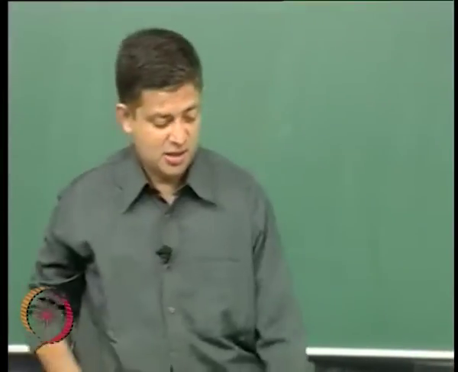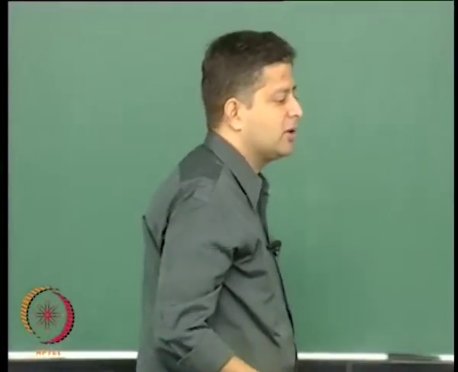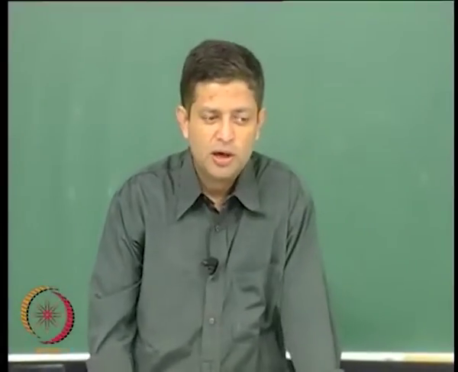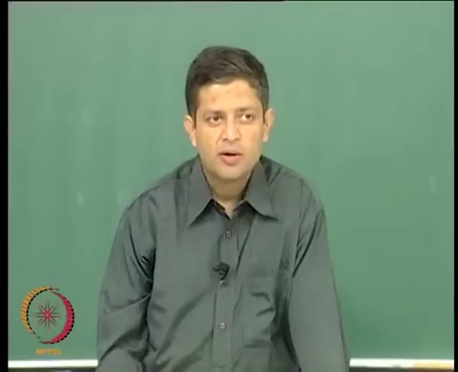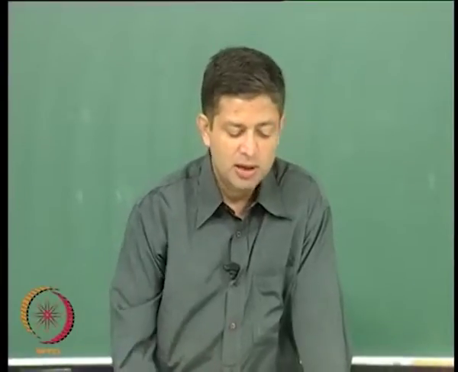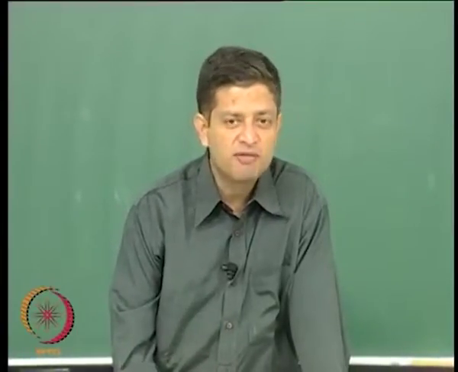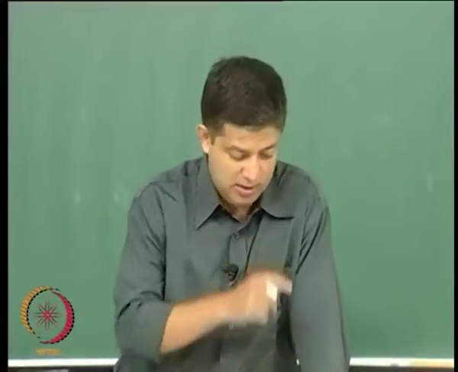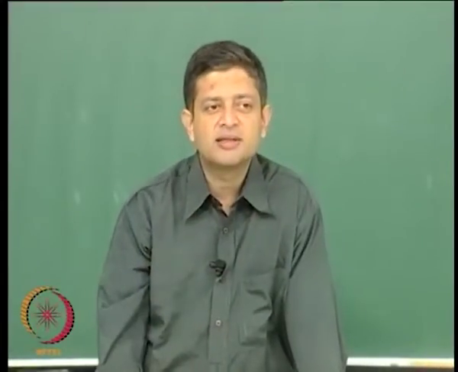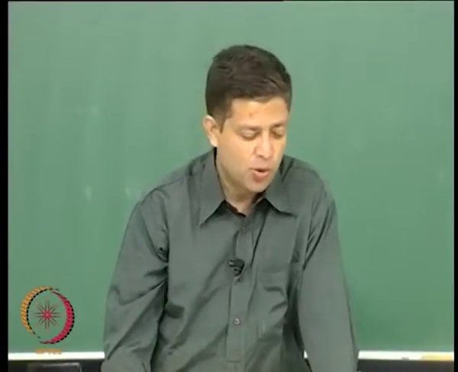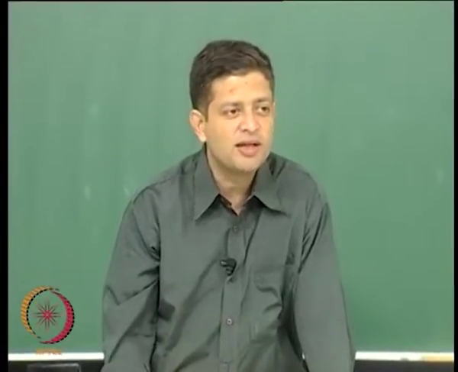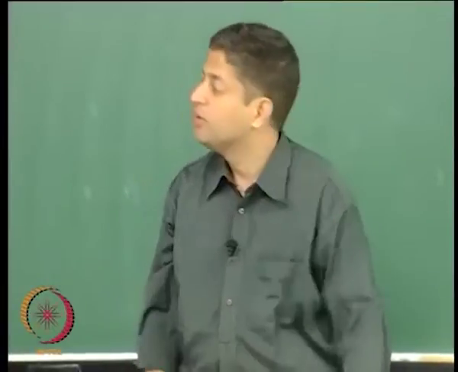In the last class, we had talked about how to get the specific impulse for a rocket motor assuming a simple one-dimensional steady flow nozzle theory. Now, let us look at in this class what are the deviations from that one-dimensional steady flow theory that we had.